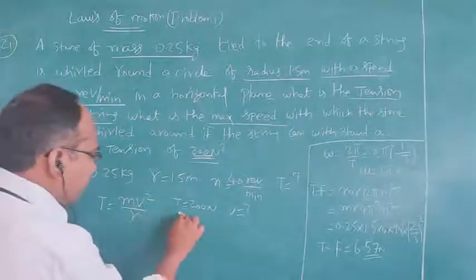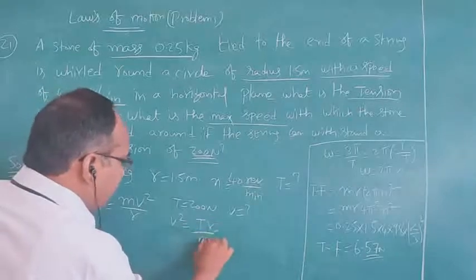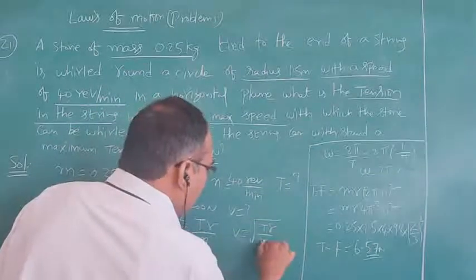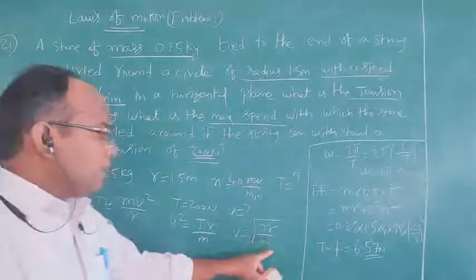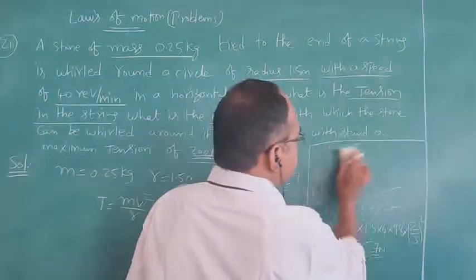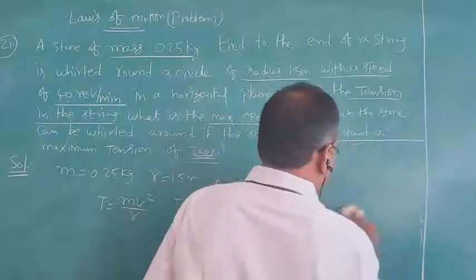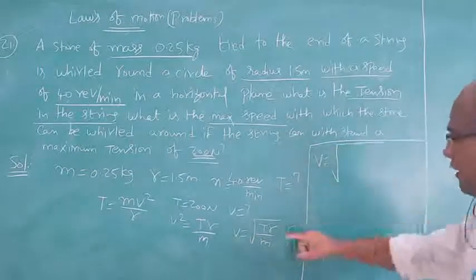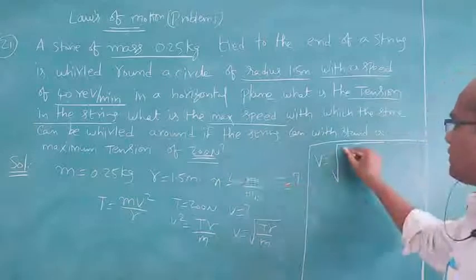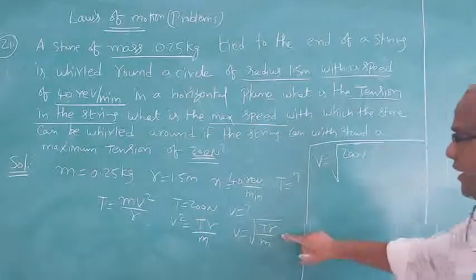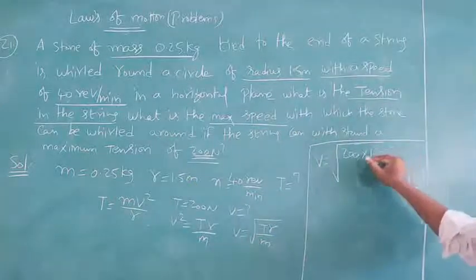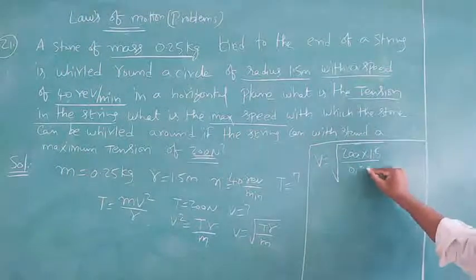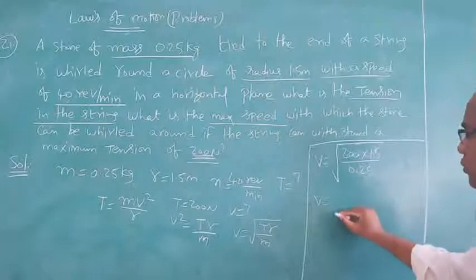So in this one, v square is equal to T r divided by m. So from here what should I write? V is equal to root of T r by m. Now here, V is equal to root of T. Tension is how much? 200 newtons. So 200 newtons into radius. Radius is how much? 1.5, divided by mass. Mass is 0.25.